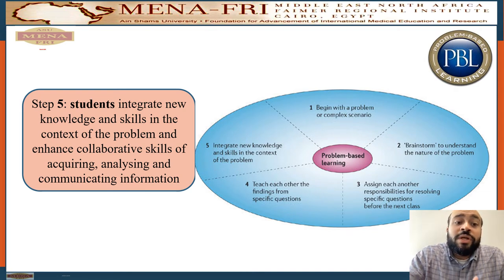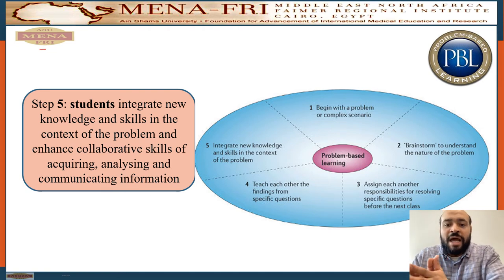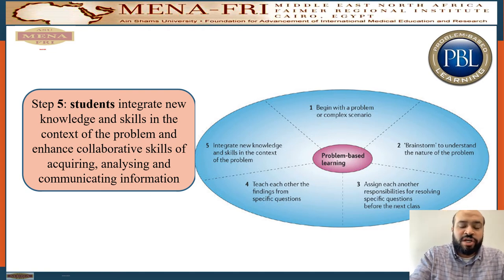Then, the student will integrate the new knowledge and skills they acquired in the context of a solution for this problem. They will criticize the solution and try to improve it more. And if, at the end of the cycle, they still have gaps they need to fill, they will start again. They will collect more problems, brainstorm, assign tasks, and teach each other. It's a cycle. It doesn't end by giving the optimal solution. It will continue rolling and rolling till they acquire the optimal solution for this problem.